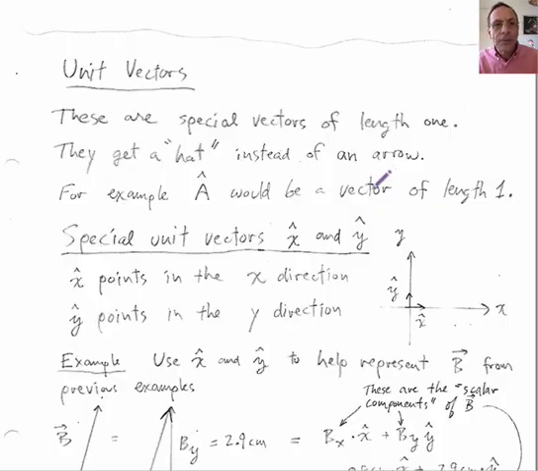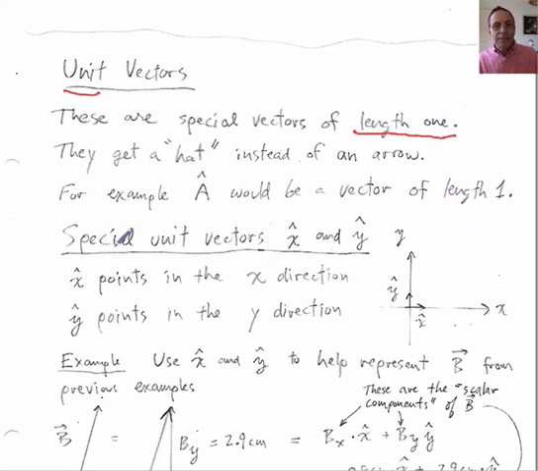Let's talk about unit vectors. Unit vectors are special vectors that have a length of 1. That's their definition. That's why they're called unit vectors. And when you write a unit vector symbol, it gets a hat instead of an arrow. So for example, this is a hat. It's a vector of length 1.